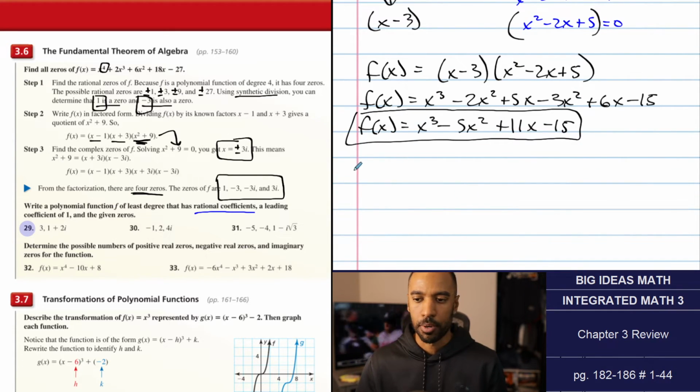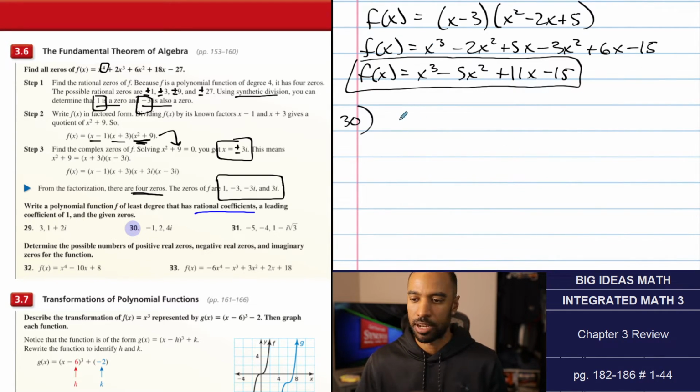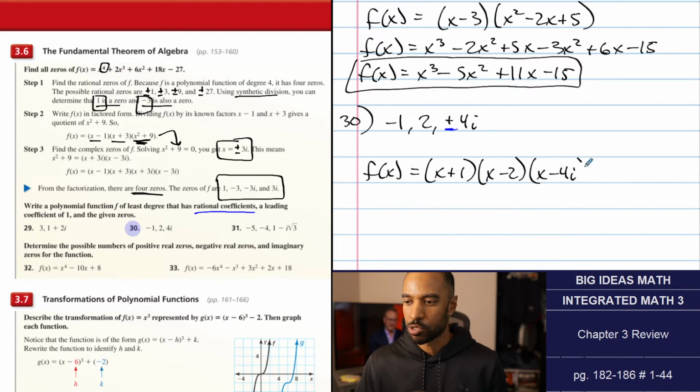Yes. Number 30. They give us 3 of the zeros, but with the 4i, we are going to need its conjugate of -4i. I can do this much more conventionally, the same way that I mentioned the other ones can work out. -1, 2, and positive 4i, and of course that -4i. So let's write these ones out within its own set. X plus 1 is a factor, x minus 2 is a factor, and x minus 4i and x plus 4i.